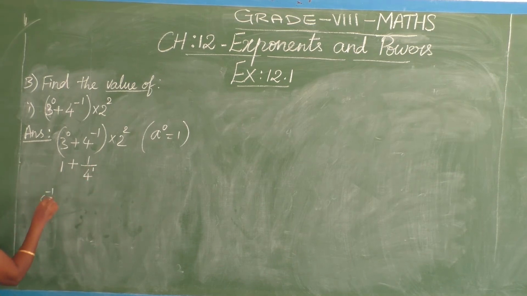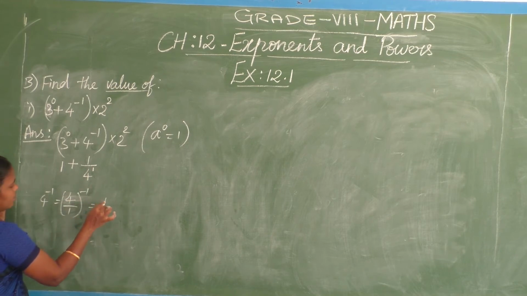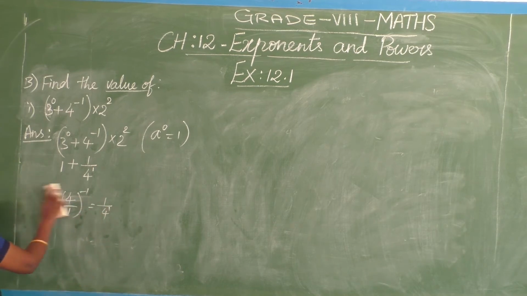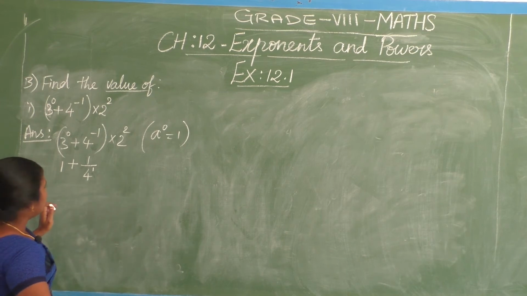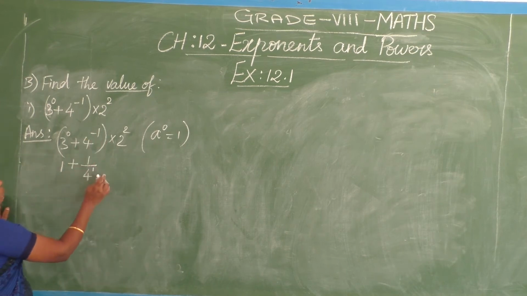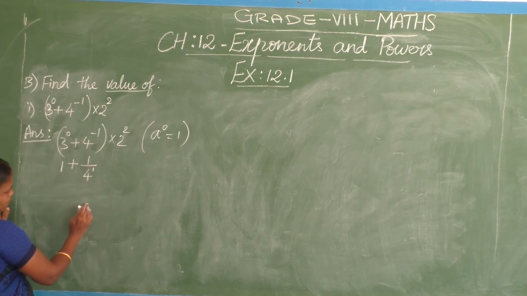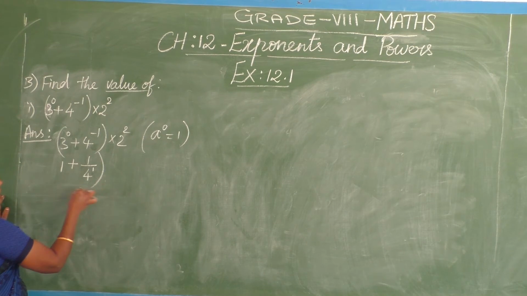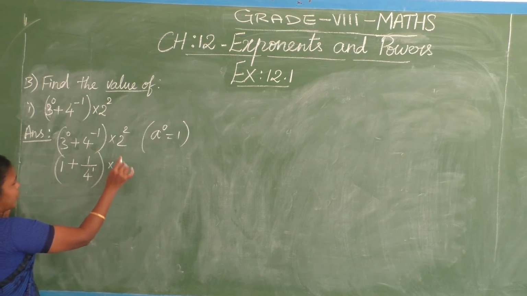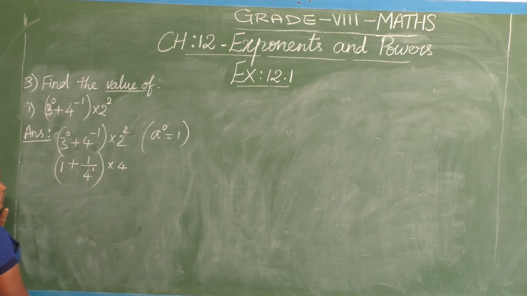4 power minus 1 means, what is that meaning? 1 by 4, actually 4 by 1 the whole power minus 1. This can be written by reciprocal 1 by 4 plus 1. So 4 power minus 1 can be written as 1 by 4 power plus 1 into 2 square. 2 2s are 4. Yes or no? 2 square means 2 into 2. 2 2s are 4. 4 power 1 can be written as 4.